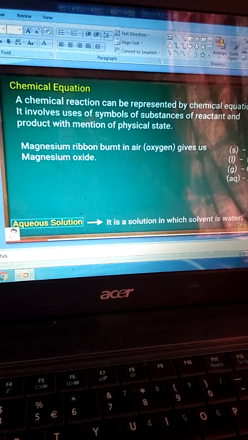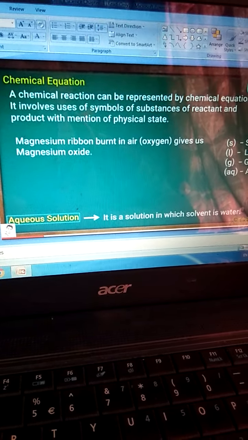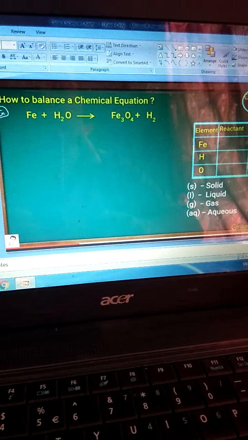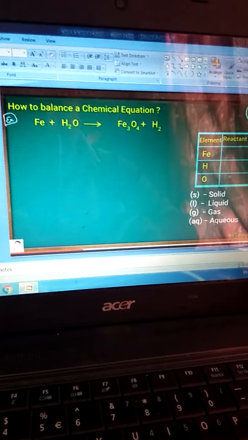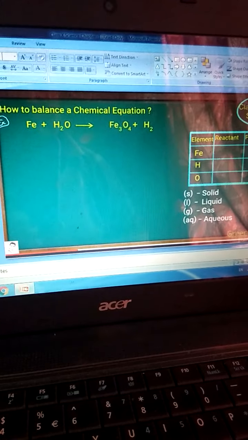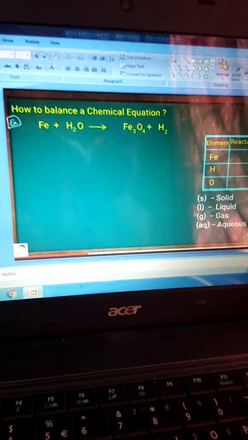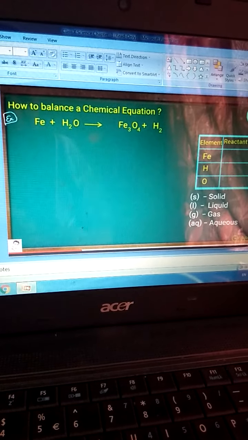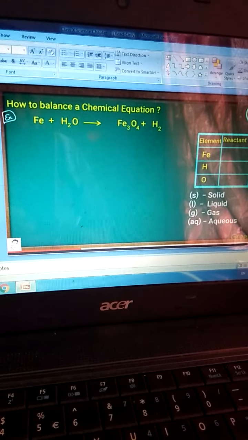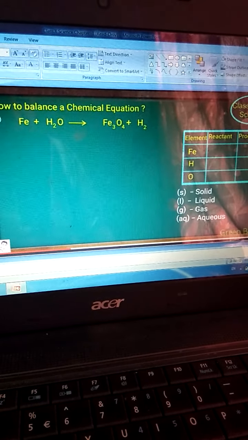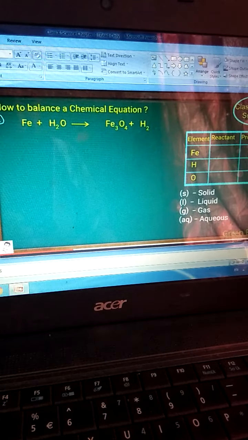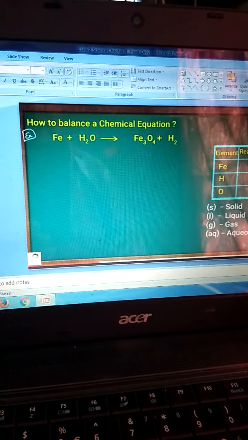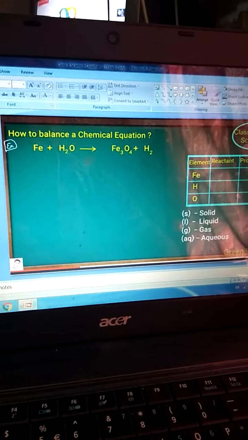So after that, we will learn how to balance a chemical equation. For balancing a chemical equation, suppose we have taken one example here. Here we have taken iron, we write the symbol Fe plus H2O gives Fe3O4 plus H2. Now it is an unbalanced chemical equation. Now we are going to balance the chemical equation.